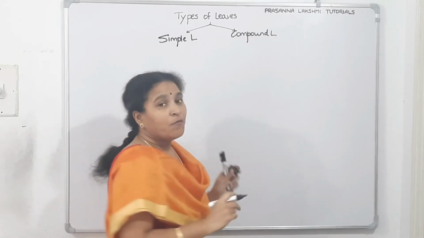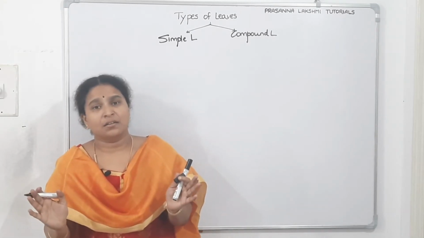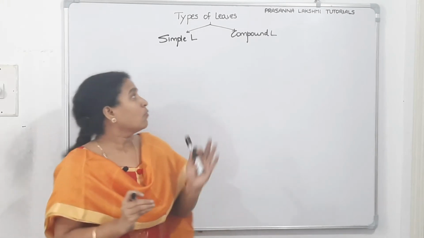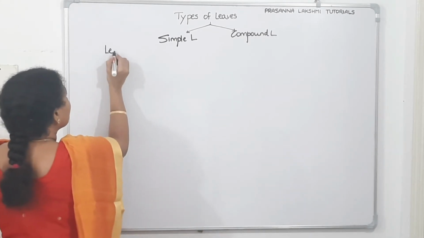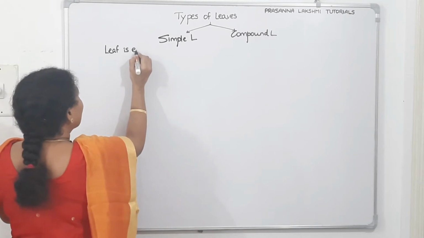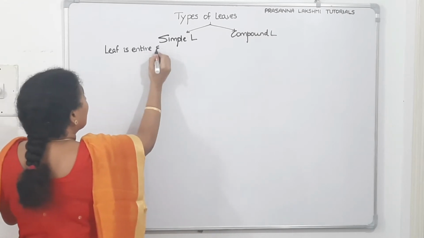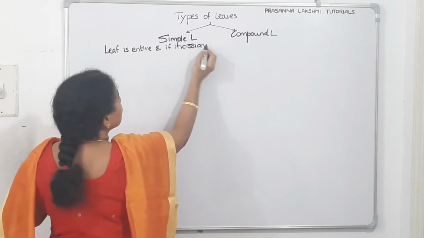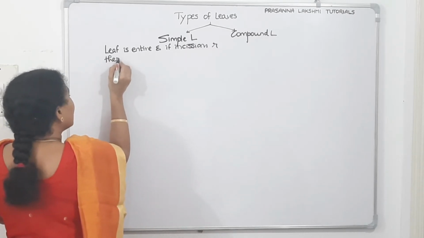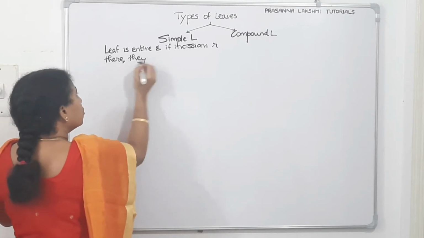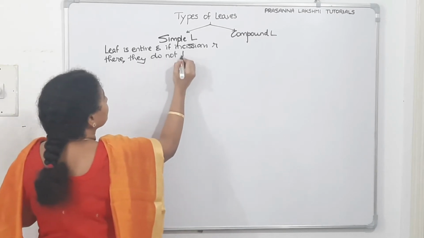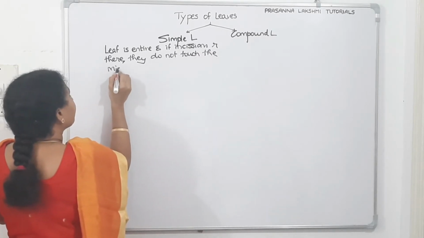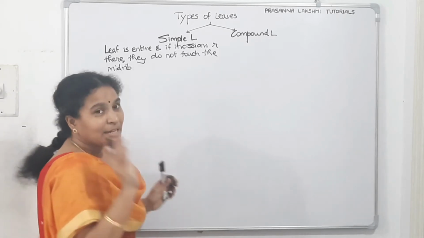In simple leaf, we will tell the leaf is entire, or if incisions are there, the incisions are not touching the midrib. So, what is simple leaf? In simple leaf, the leaf is entire, complete. And if incisions are there, they do not touch the midrib. They are not touching the midrib. Then you have to take it as a simple leaf only.